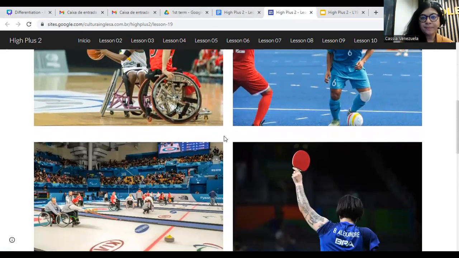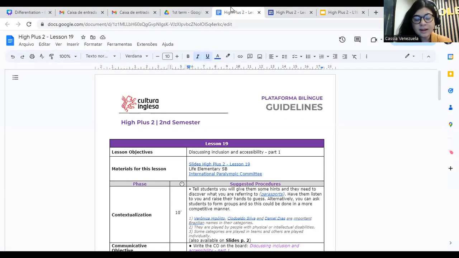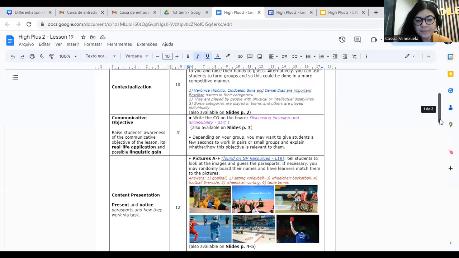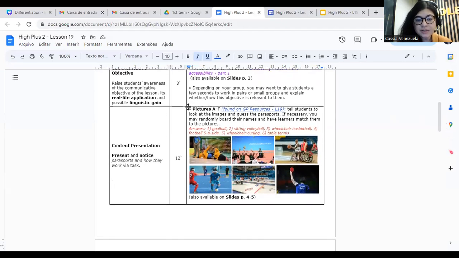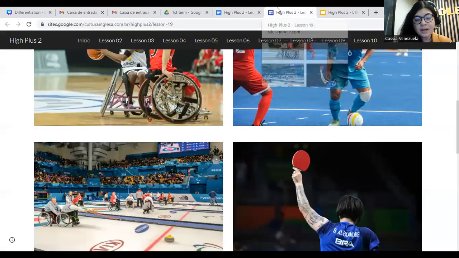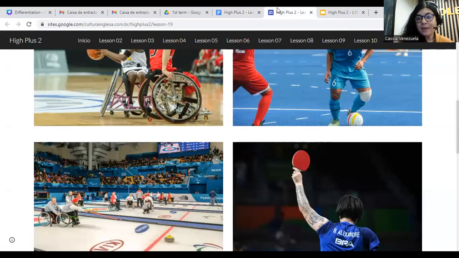In the guideline, the first thing that students have to do is talk about the different pictures. So it's here, look, pictures A to F. Tell students to look at the images and guess the parasport, and if necessary, you may randomly board their names and have learners match them to the pictures. So this could be done working in pairs if they know the name of the sport.